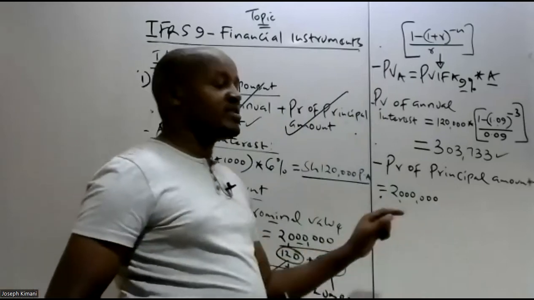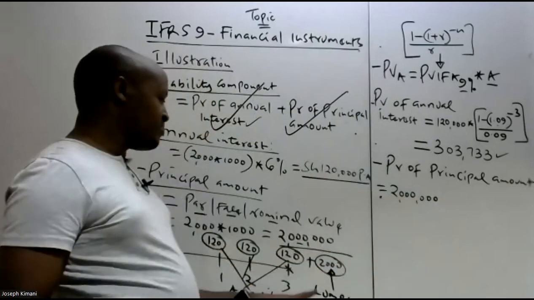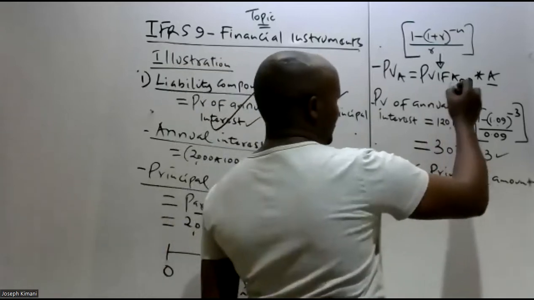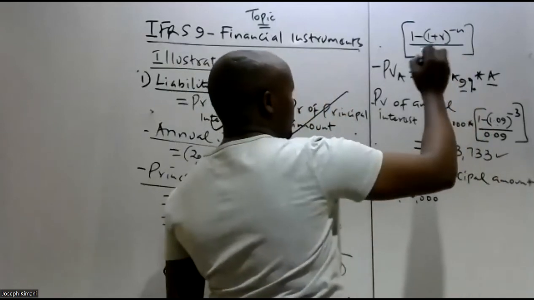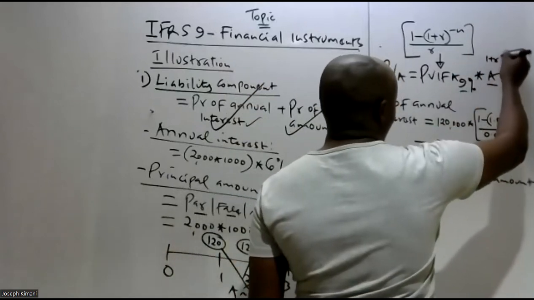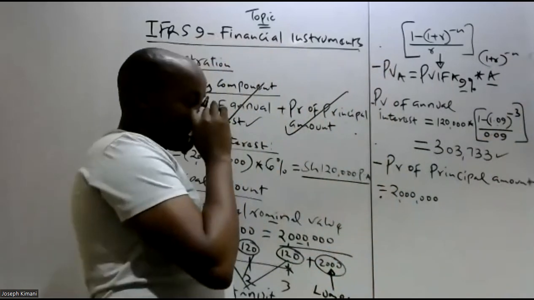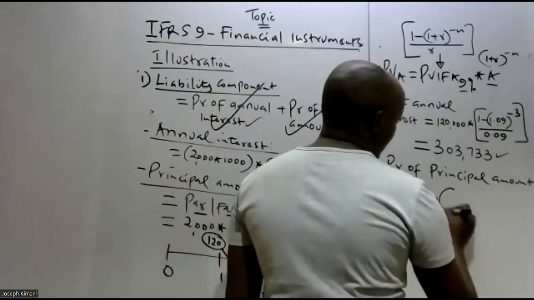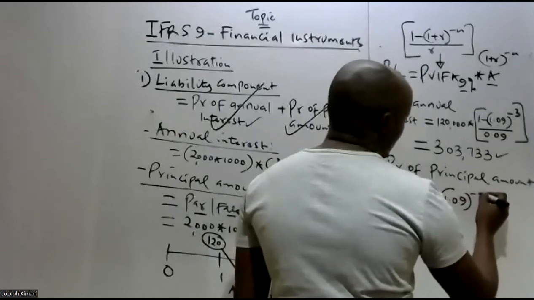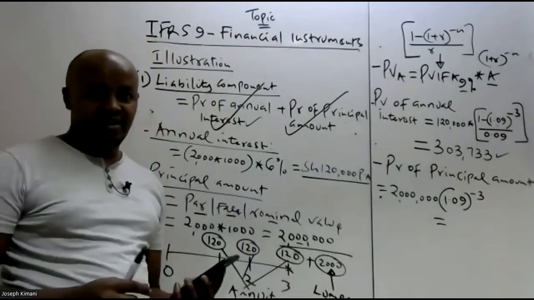Remember, this 2 million is not an annuity. This is not payable annually. This one will be paid only at the end of that term. So therefore, we multiply that with the present value interest factor of a single lump sum amount. In terms of how we compute that, we take (1 plus R) raised to the power of negative n. I hope you have covered all this in FM. So we take 1.09 raised to the power of negative 3, so that we get the final figure there.